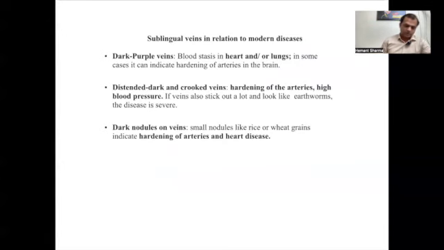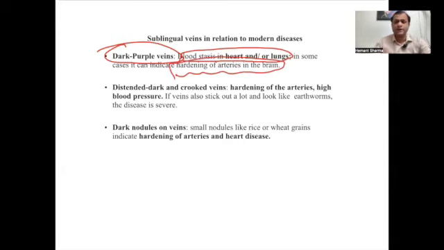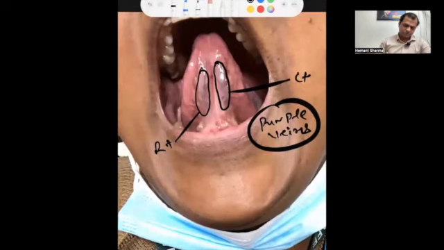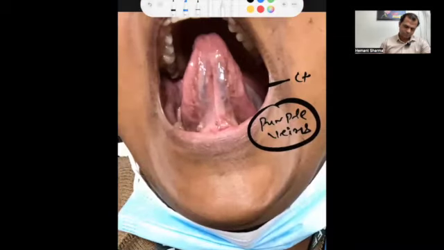Let's see this. The dark purple veins mean blood stasis in the heart and the lungs. And in some cases, there is a hardening of the arteries in the brain as well. So don't ignore the blood stasis. It's clear blood stasis that we can see in this image. Even here, the vein is a little distended on some part, right? So we need to take care.